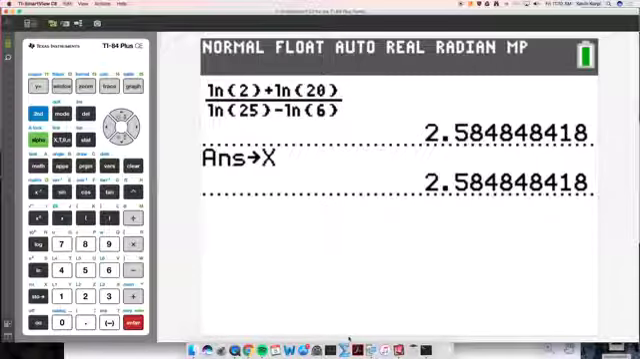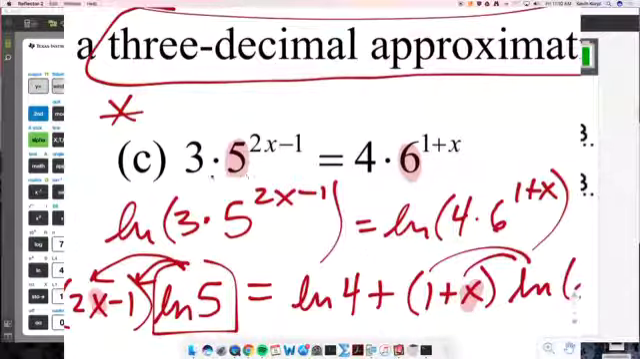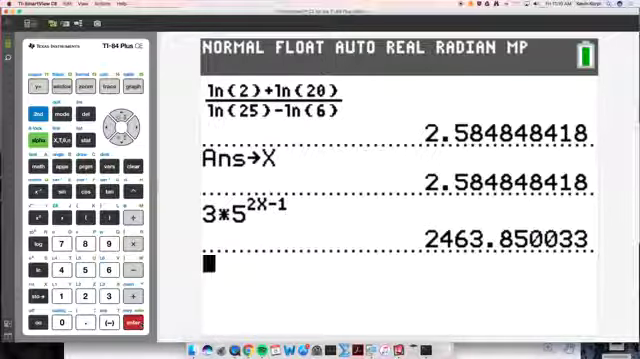So now all we have to do to see if it's correct is plug it back into this original thing at the top. And when I plug it into the left and plug it into the right, I should get the same answer. Let's see what we get. We get 3 times 5 to the 2x minus 1 power. We get that number. And if I do it on the right-hand side, 4 times 6 raised to the 1 plus x power. If I hit enter and we did our work correctly, what should show up?